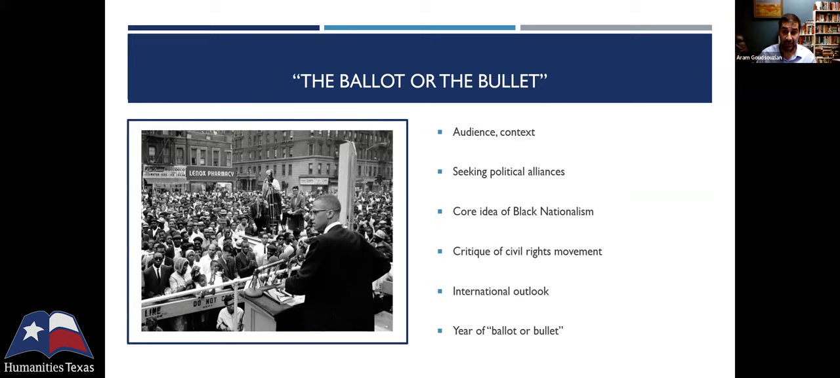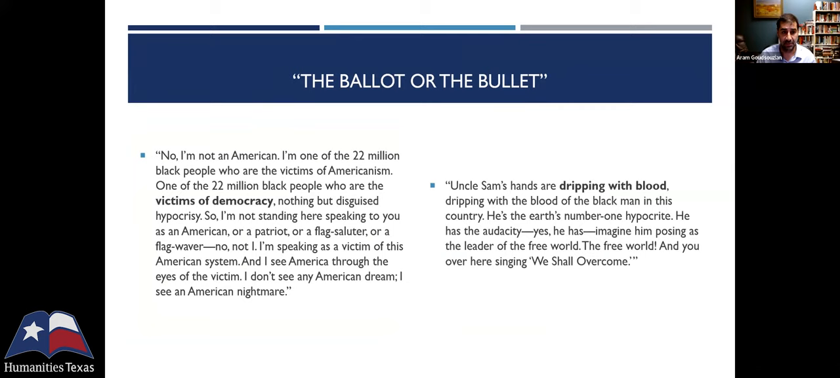And he chooses more or less the bullet, right? But he says the Democratic Party is inherently racist. And maybe the MFDP would echo that. Black people are outside the democratic tradition. He says in the speech, I'm not an American. I'm one of the 22 million Black people who are the victims of Americanism, one of the 22 million Black people who are the victims of democracy. So this is coming from a different angle on the issue of American democracy.